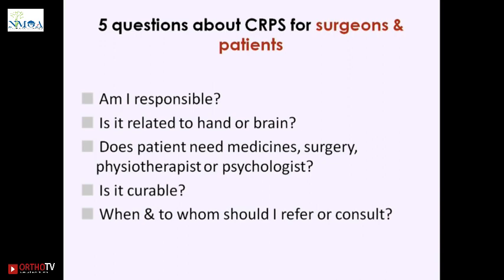Then after this, there are 5 questions which the surgeon and patient are worried about. Who is responsible? Whether it is the patient, the surgeon, is it related to the hand or the brain? Does the patient need medicine, surgery, physiotherapy or a psychologist? And whether it will be curable, and whom to consult and whom to refer. These are the common questions which the surgeon and patients encounter.